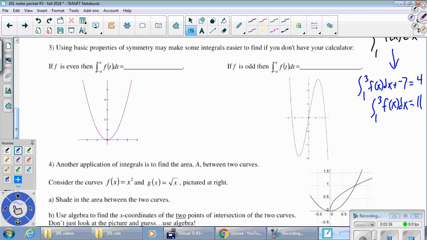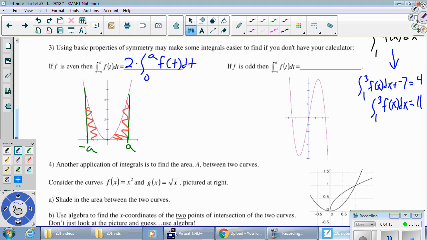Okay, 3 talks about properties of symmetry. If f is even, like in this picture here, then the integral from minus a to a, I'm just making up something, but you just got to pick the 2 points that are symmetric over the y-axis. So the total combined red area is really just double one of those red pieces because of the symmetry, right? The area of the left-hand one is the same as the area of the right-hand one. So it's really just 2 times the integral from 0 to a of f of t dt.